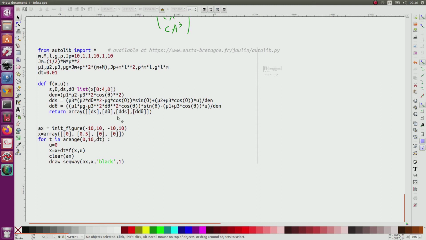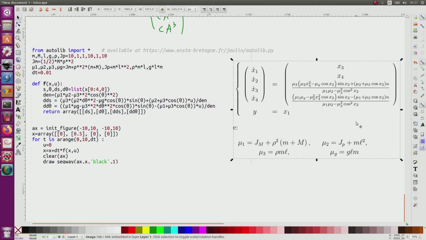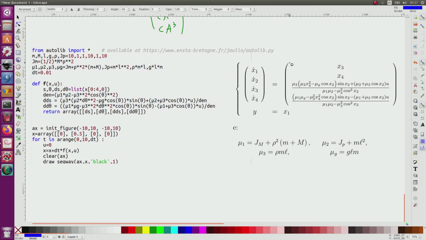So I will consider the following program, which is in Python. For this, I will need to use the Autolib library, which is given at this URL. So we can see that I have programmed the state equation. Here I have my function f of x and u, the evolution function, which is programmed here.